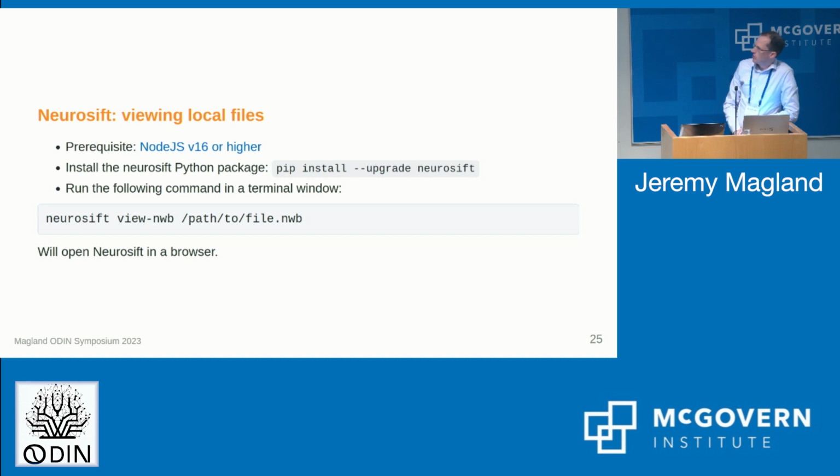For viewing local files, we try to make this as easy as possible. It's pip install neurosift. You also have to have a modern version of Node.js. And then you can do neurosift view-nwb and then the path to the local NWB file. And it will give you the same interface as though you're looking at the file on the remote site.